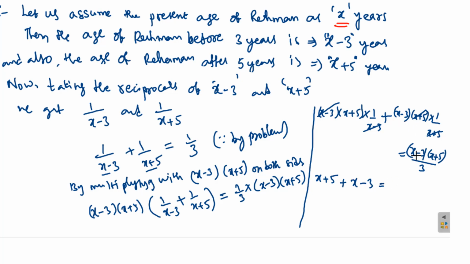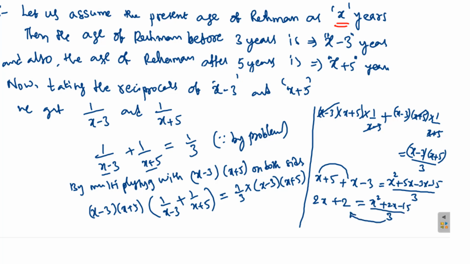which equals x minus 3 into x plus 5, which can be written as x into x, x square, and x into 5, 5x, and minus 3 into x, minus 3x, and minus 3 into 5, minus 15, by 3. And here we can simplify this to x plus x equals 2x, and 5 minus 3 will be equals 2, which equals x square. So here plus 5x minus 3x are like terms. So by adding these two we get plus 2x and minus 15 by 3.